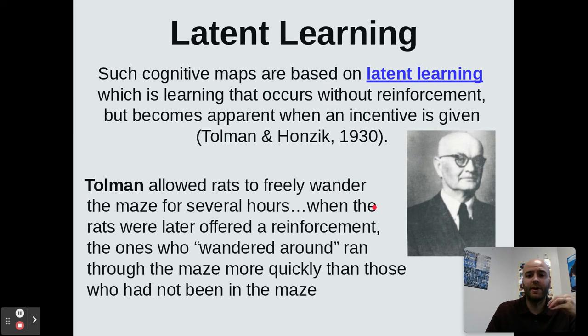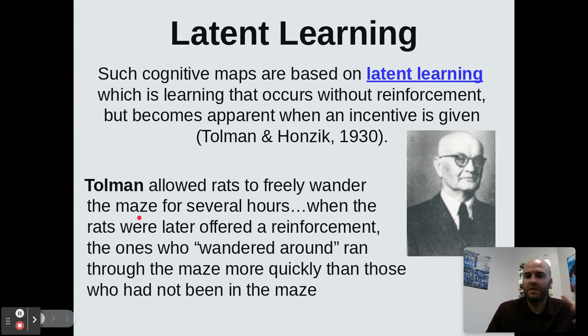And what they found as a result of this is something called latent learning that was occurring with these rats. So these cognitive maps, like we said, are based on latent learning, which is learning that occurs without reinforcement, but becomes apparent when an incentive is given. So he placed these rats in the maze and allowed them to wander freely. Tolman, another name to write down, by the way.